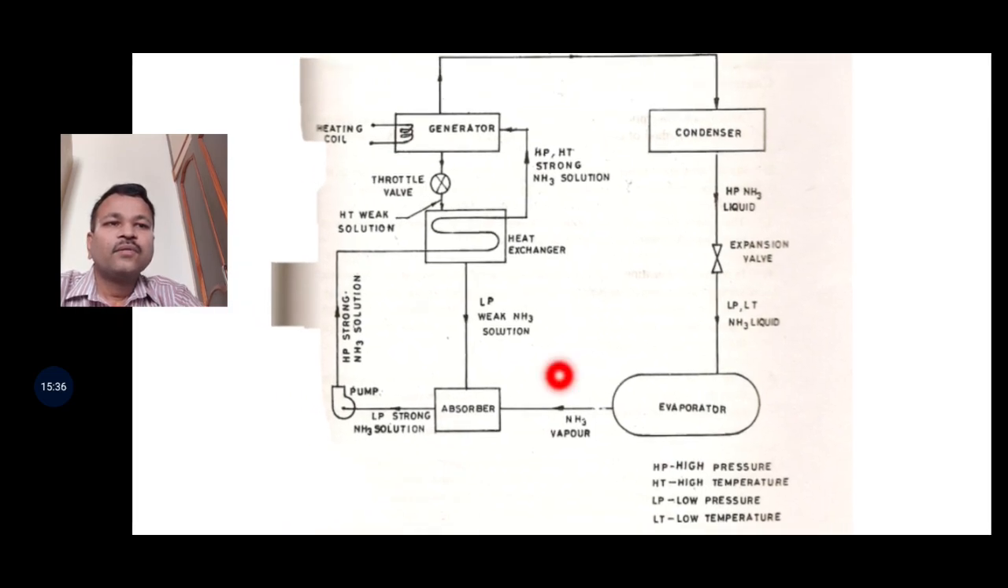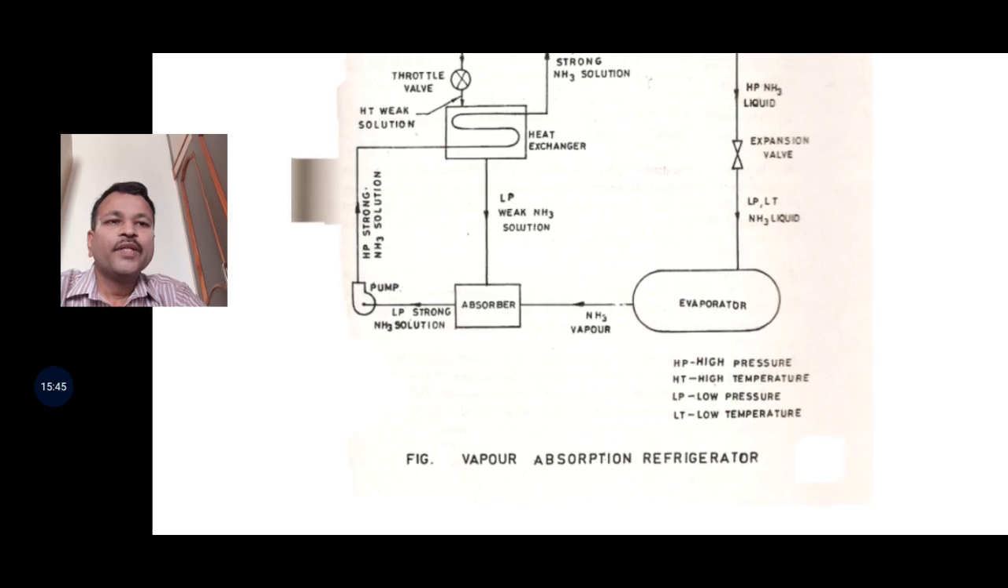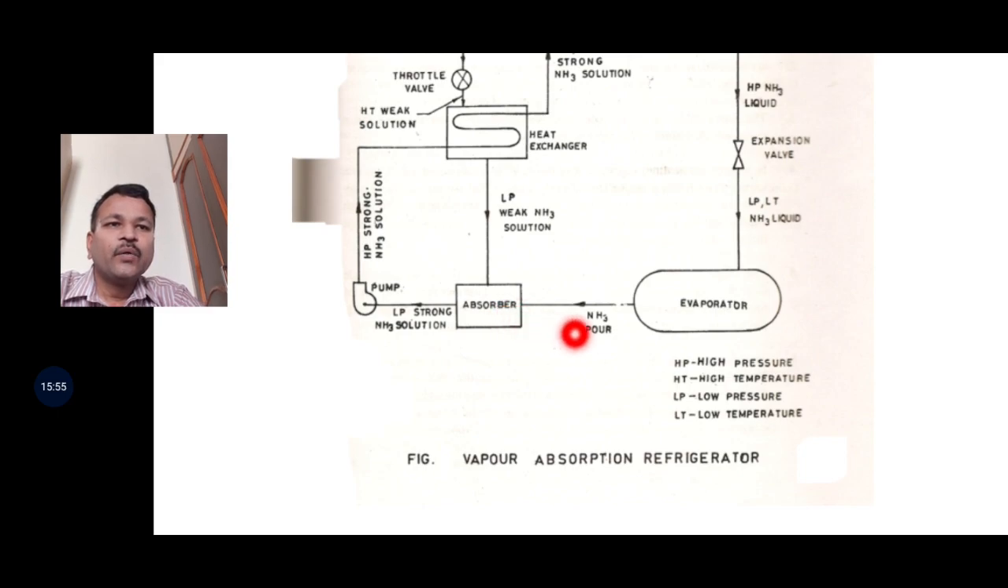So now we will start from this evaporator. From the evaporator we are getting ammonia vapor, and the ammonia vapor will go to the absorber. Now when it comes out, it will be a strong ammonia solution, because the ammonia vapor is a weak solution. Its concentration is very less.